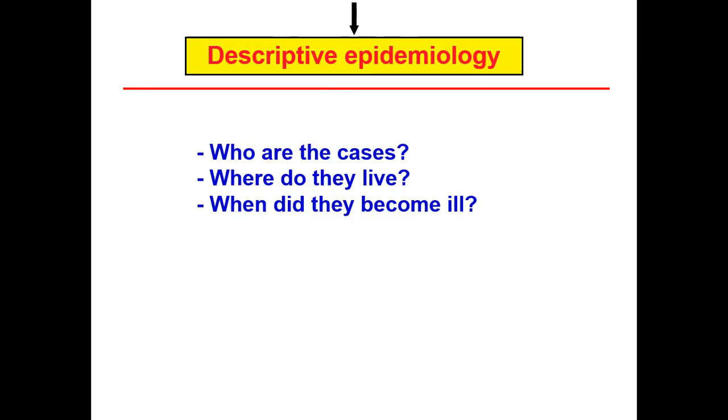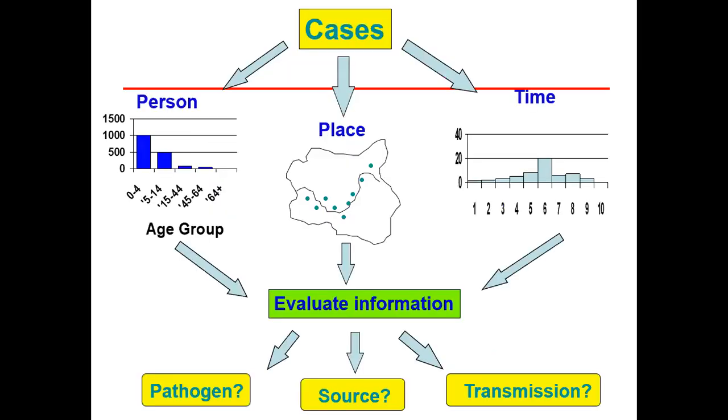Who are the cases? Where did they live? When did they become ill? It's really important to do that because it starts to give you an idea of what may be responsible. What is the pathogen that we're dealing with here? Where is it coming from? Because patterns will emerge. If you're looking at time, person, and place characteristics, it's so easy to see patterns.